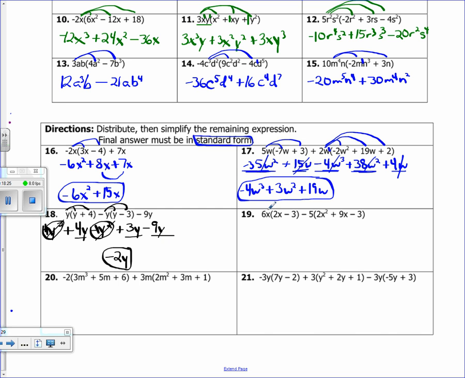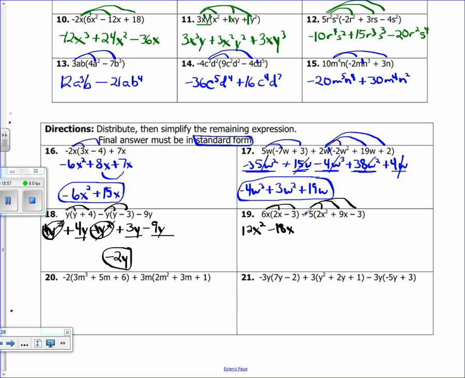All right, number 19, distribute. Be careful, and again, on the second part here, we're distributing a negative, so we're going to have to be careful with that. 6x times 2x is 12, because 6 times 2 is 12, and x to the second. And then minus, it's a positive that we're multiplying, so that stays the same. 6 times 3 is 18, and x, 1 to the first power.